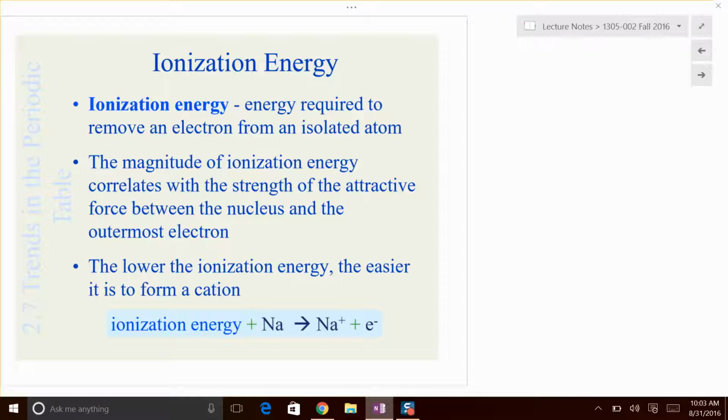Lithium has a lower ionization energy than does fluorine. Lithium has a larger atomic size than fluorine. Why? Because of the electron attraction to the nucleus. So for the same reason, we have both of those trends.